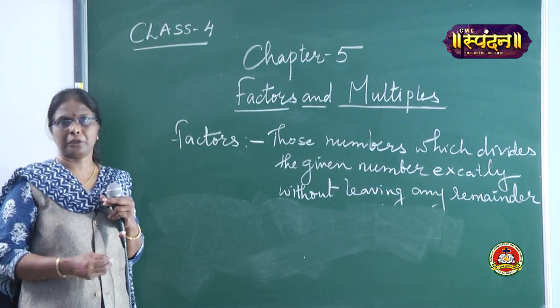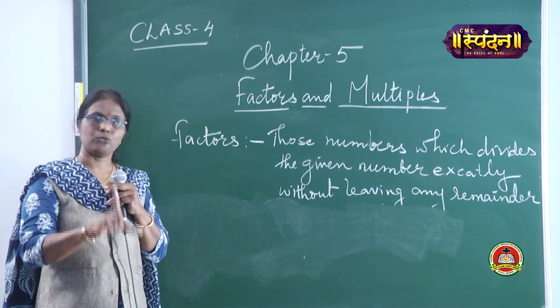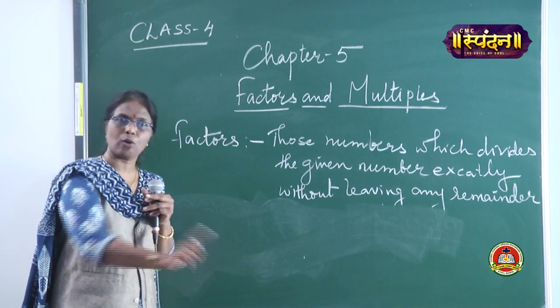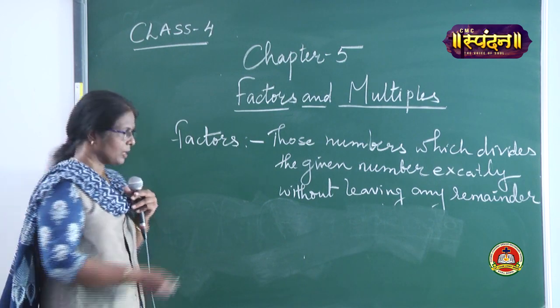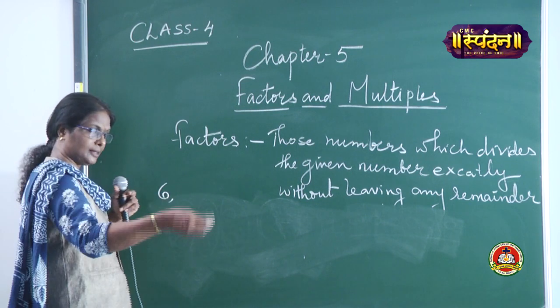If a remainder is left out, as I have shown here, if flowers are left out, 4 and 2 you have seen, 4 flowers in a bunch, but 2 were left out. So 4 is not a factor of 6. Okay. So here we have seen, if I am taking 6, we have taken 6 flowers.